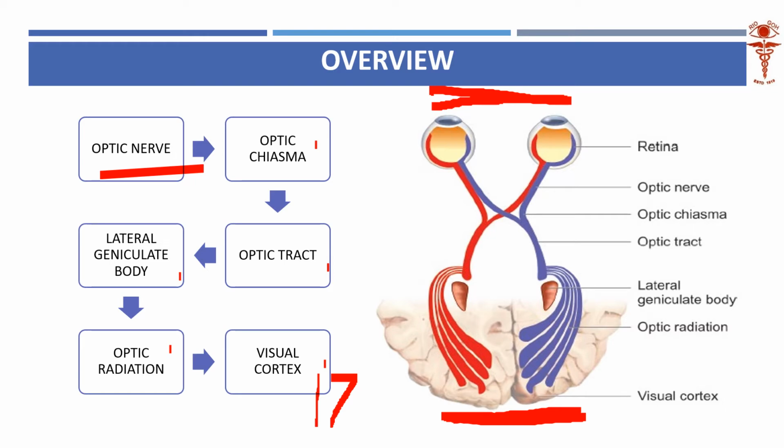Here I have a color code. Can you see there are red fibers, there are blue fibers. I'm using blue for nasal fibers. For all the nasal fibers, we use blue. Why? Because they cross over to the other side. Anything that is nasal crosses over. Temporal fibers, can you see here? Temporal fibers, they don't cross over. They go on the same side. So nasal fibers cross over, temporal fibers stay on the same side.